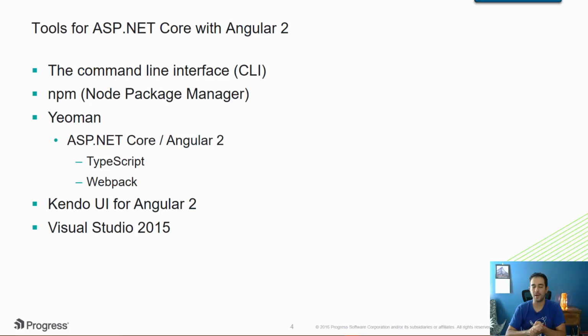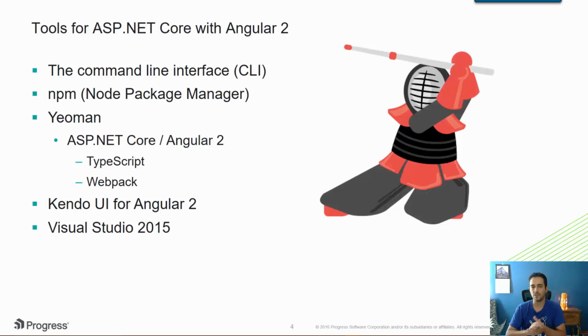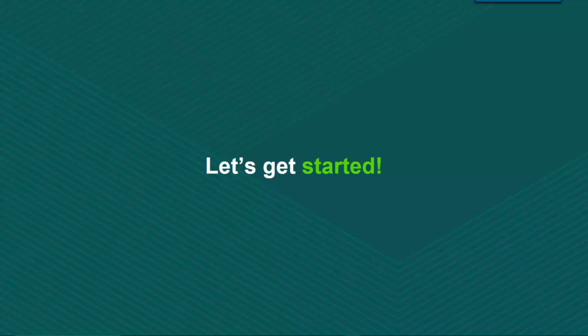Now, since Angular 2 requires that we use TypeScript, we'll need Webpack. Webpack is a tool that will compile and bundle our JavaScript and deploy it where the application needs it. Once the app is generated, I'll use Kendo UI for Angular 2 and show you how to use the button and grid components. Throughout this demo, I'll be using Visual Studio as my primary code editor. So enough with the introductions, let's get started.